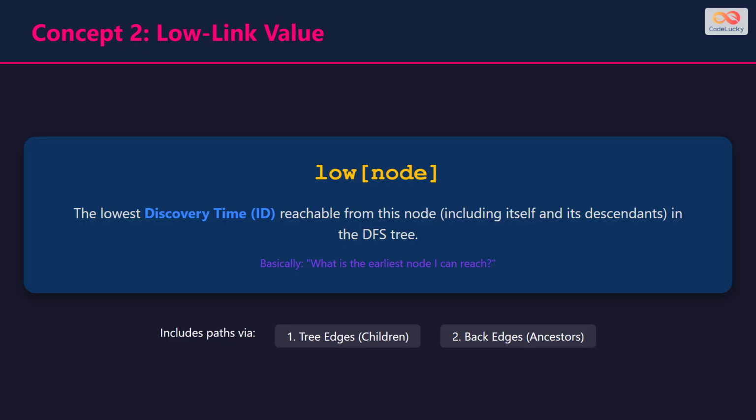Second, and most importantly, is the low link value. This value represents the lowest discovery time reachable from the current node, including itself and its descendants. Think of it as answering the question, what is the earliest node I can reach from here?